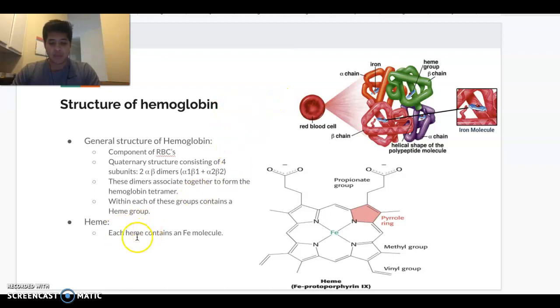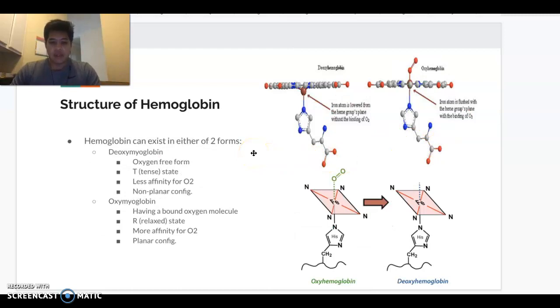So what is a heme group? As you can see in this image over here, this is what's known as a heme group, and each heme group contains an iron molecule, or Fe here, and it has a pyrrole ring over here, a methyl group, and a vinyl group. Again, on this image, the heme is denoted as these blue discs surrounding each dimer.